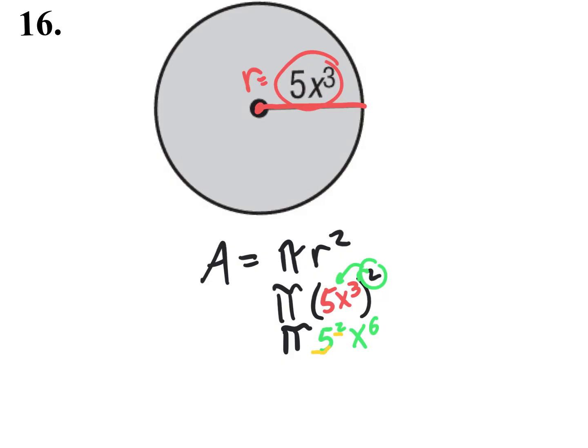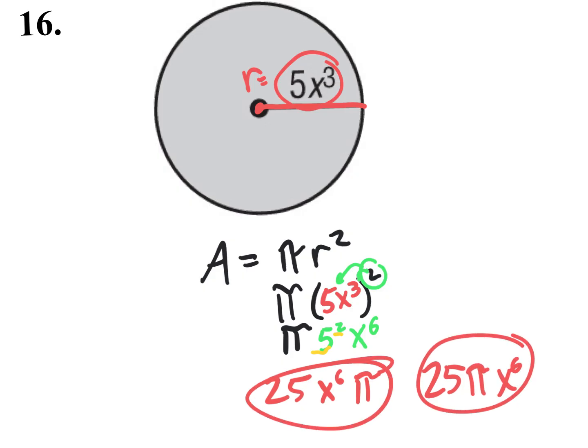The 5 squared, 5 times 5 is 25. So I would put the 25 first, and then maybe the x to the 6th, and then maybe the pi. But then again, you could also have it as 25 pi x to the 6th. Either one of these is good.